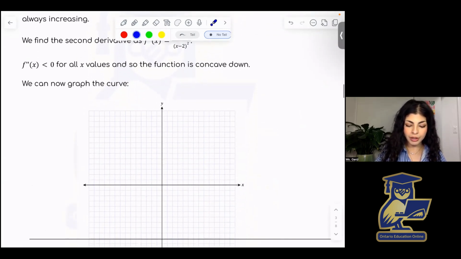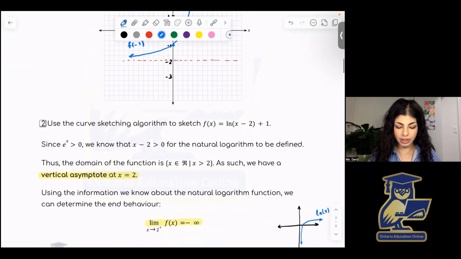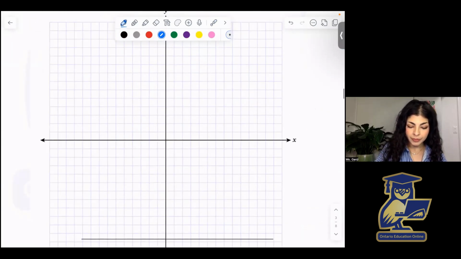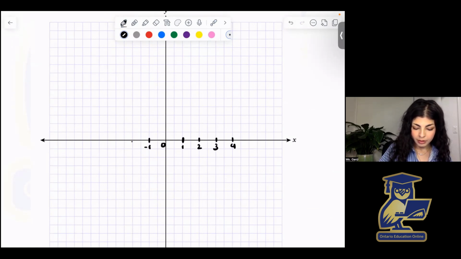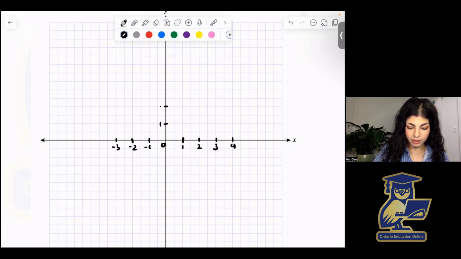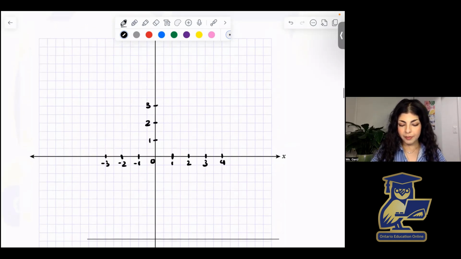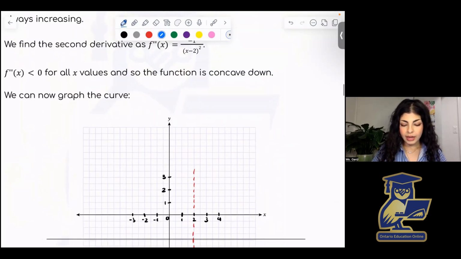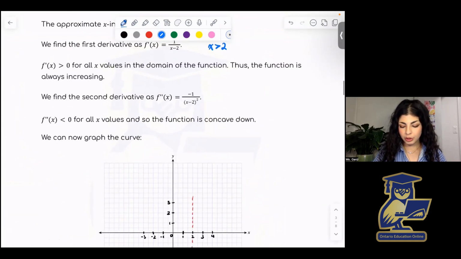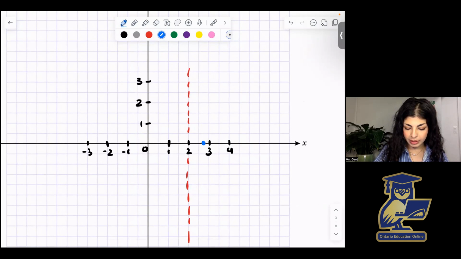So now we can graph our curve. So going back to my key piece of information, let me draw my vertical asymptote first. And here I'm just going to go with 1, 2, 4, sure. And let's do 1, 2, 3. Okay. Now this is my vertical asymptote. And then I'm going to check for my x-intercept, which is 2.7, so approximately here.